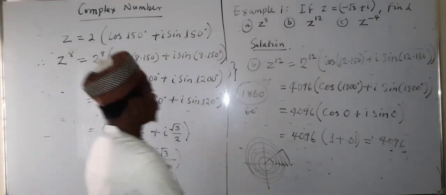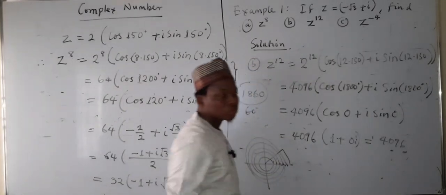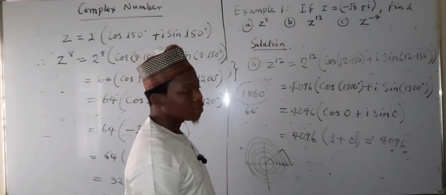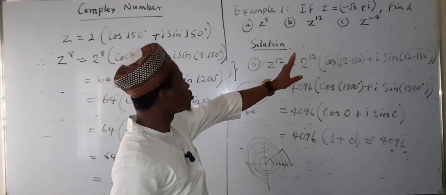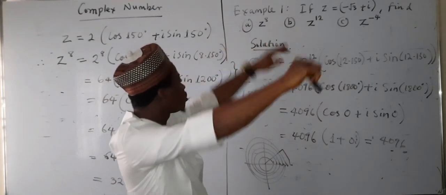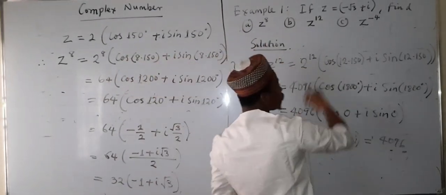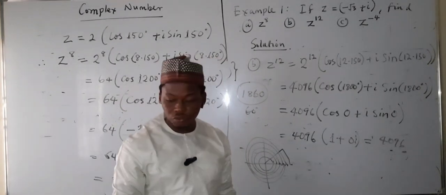So we can also do that for z to the power of 1. I know mathematics, but this is tough. So the C part, which is z to the power of -4, please do that and see what you have.